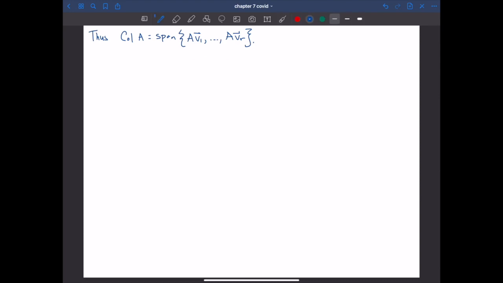So notice that, remember, we assumed that our eigenvectors vi were orthonormal. So in particular, these eigenvectors are orthogonal to each other. What we can do is take the vector Avi and take the dot product with the vector Avj. Again, I'm going to write my dot product as a matrix product by taking the transpose of the first part.